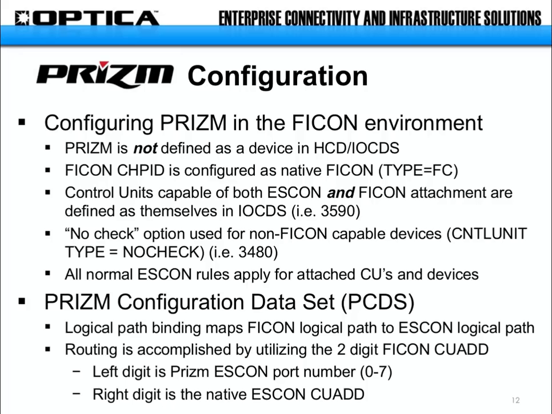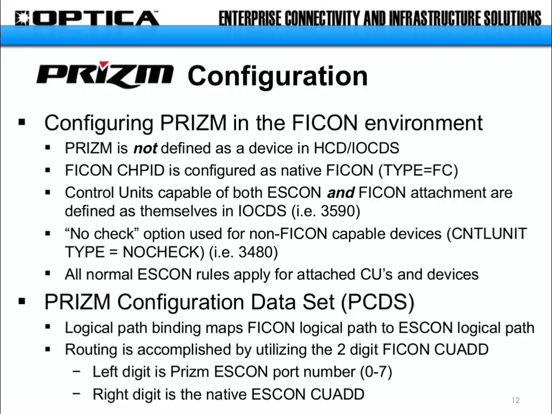Okay, and then all normal ESCON rules apply for your control units and devices. For example, if you're running an ESCON control unit that's capable of a maximum of 16 LPARs, then that remains the case when you're attaching it through Prism. That does not change. So as a general rule, all your standard ESCON rules will remain intact when you're attaching to Prism.